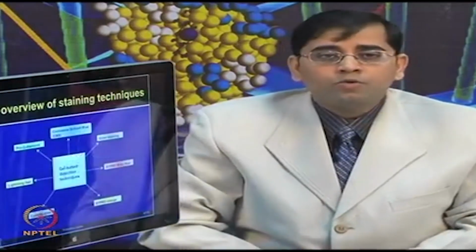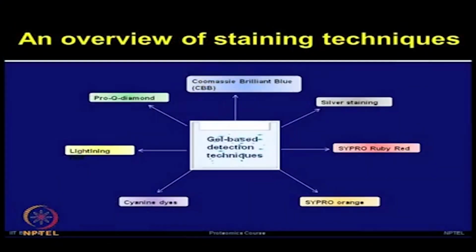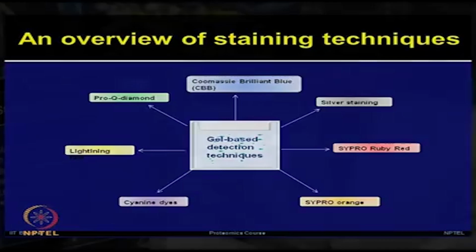So different types of staining methods have been developed, and those can be applied to visualize your protein bands or your protein spots, depending upon what type of gel you are using. So after giving you an overview of staining techniques, let me describe a few staining methods in more detail. Let us start with Coomassie blue staining.